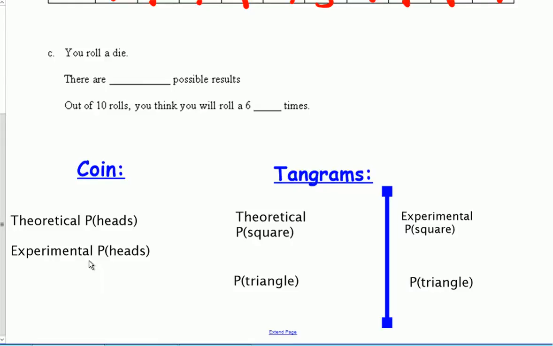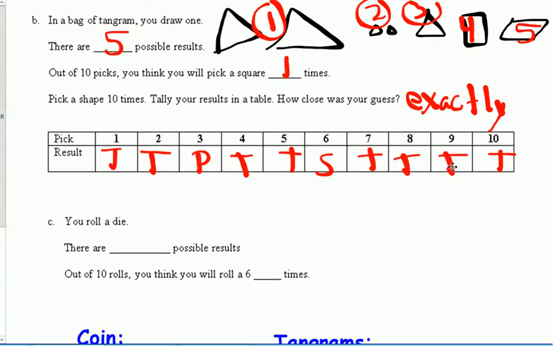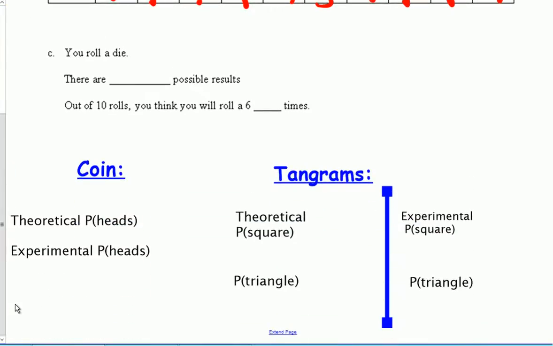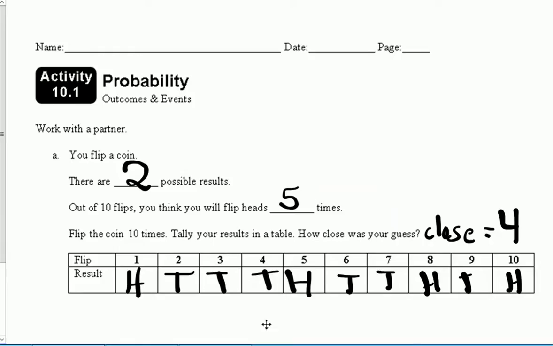Okay, so based on our project that we did with the Skittles, we talked about theoretical and experimental probability. What you just completed up here was the experiment. We completed an experiment to see how many shapes we could get, what shapes we got when we got them. Same thing with the coin. How many times did we get a head? How many times did we get a tails? So look at your results. Here are my results. What was the chance, based on these results, that I got a heads?